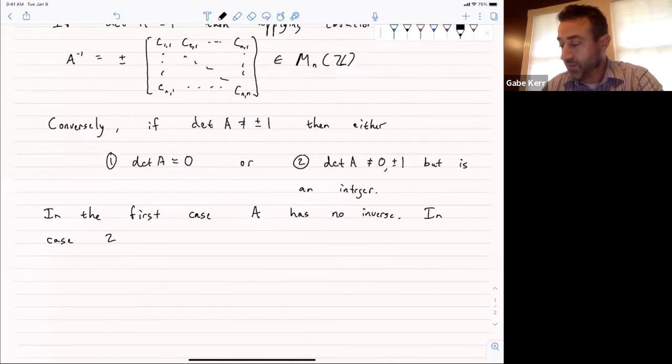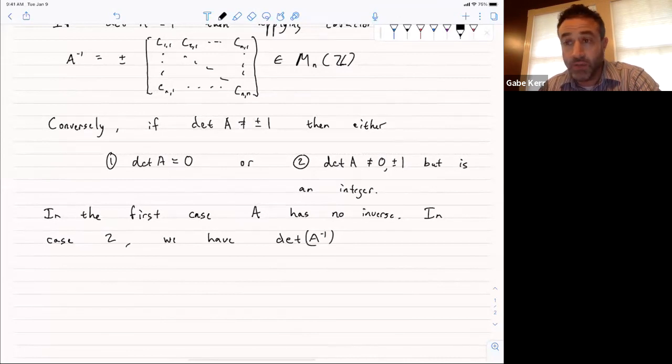In case 2, we have that the determinant of A inverse, by a proposition in the book, which I don't remember the number of, but you can look it up. It's not hard to show, and we cited it in class. It is equal to 1 over the determinant of A.